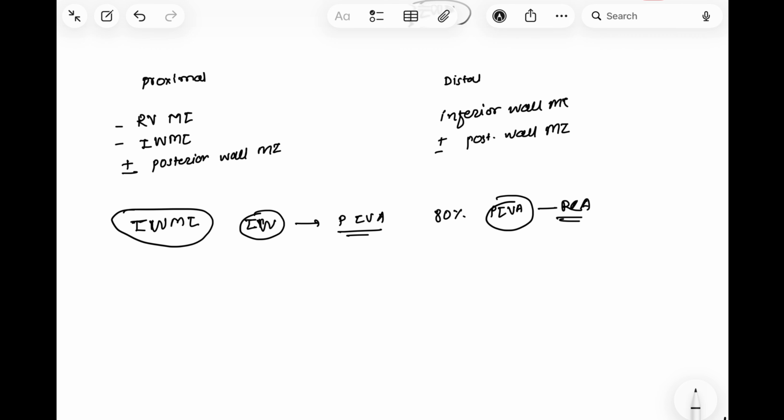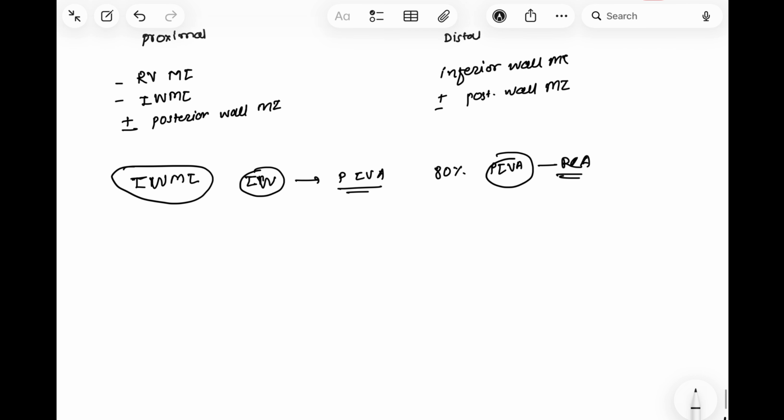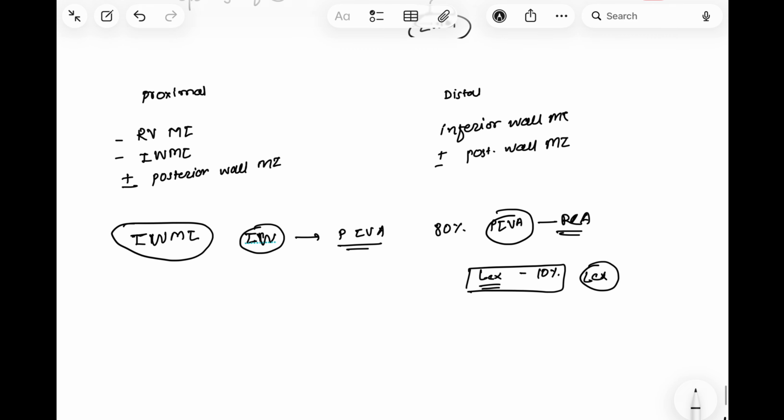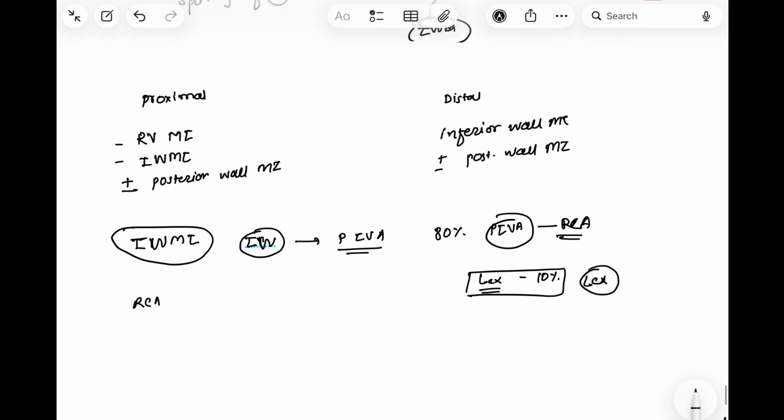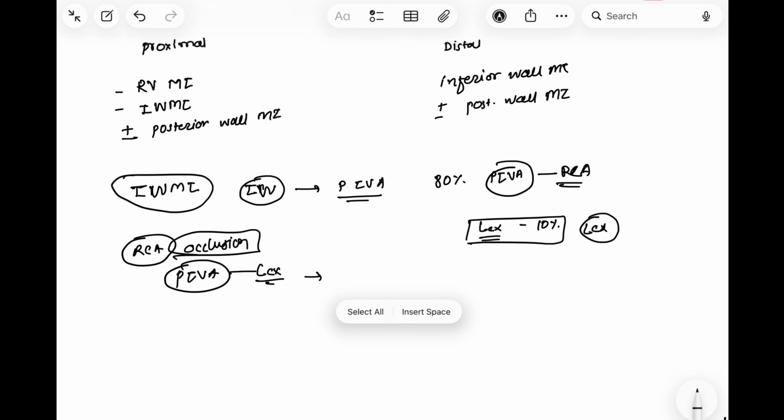But what if this posterior interventricular artery is from LCX? Because there are few patients, like around 10%, they have a posterior interventricular artery from LCX, right? So in this case, if the patient is having RCA occlusion, but the posterior interventricular artery is from LCX, then inferior wall MI is not the characteristic feature of this RCA occlusion. Understand?